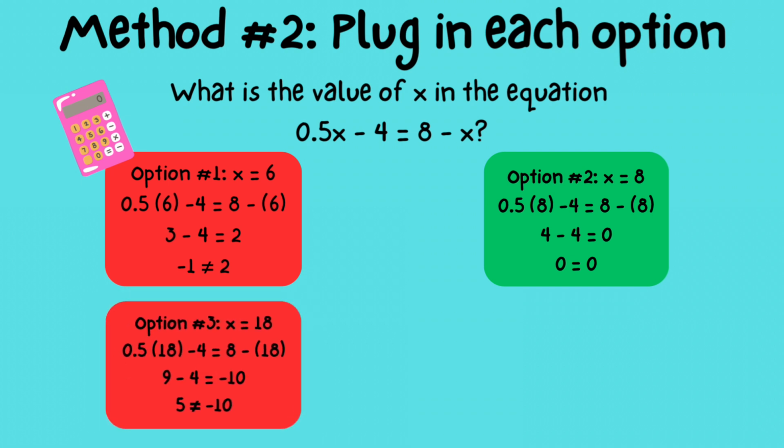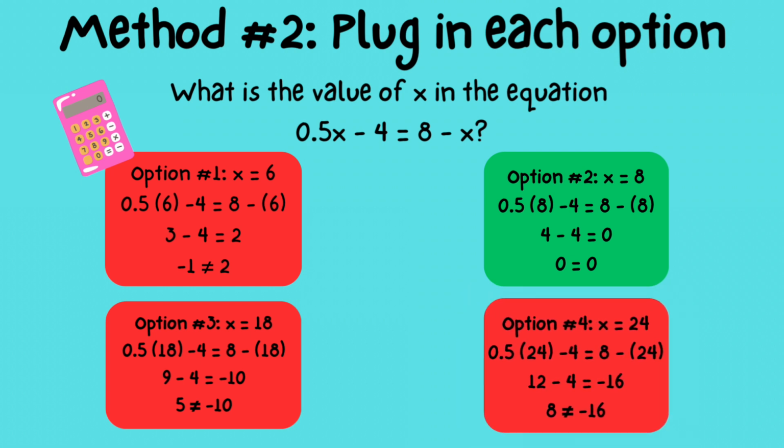When replacing x with option 3, we see that one side is equal to 5 and then the other side is equal to -10. So this equation is false and not your answer. When substituting x with option 4, we see that one side is equal to 8 and the other side is equal to -16. So once again, this is not the correct answer.